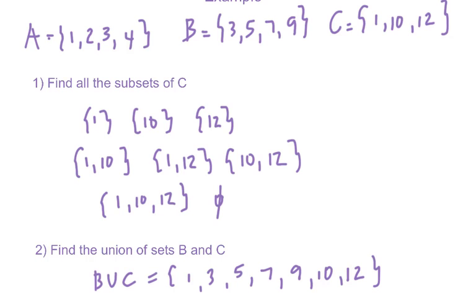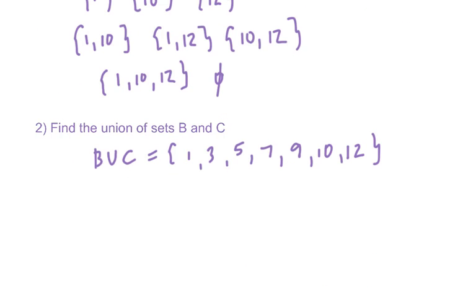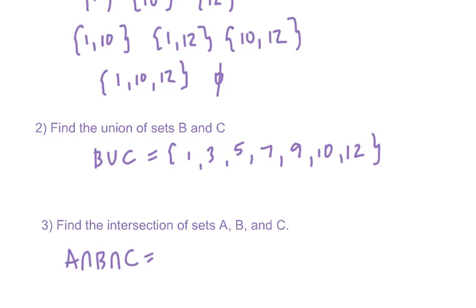And now the third part of our question asks us to find the intersection of sets A, B, and C. So this can be written as A intersect B intersect C, and we know that the symbol for intersection looks like an upside down U. So when we're looking at the intersection, we're looking at elements that have to be in set A, and they must be in set B, and they must also be in set C.